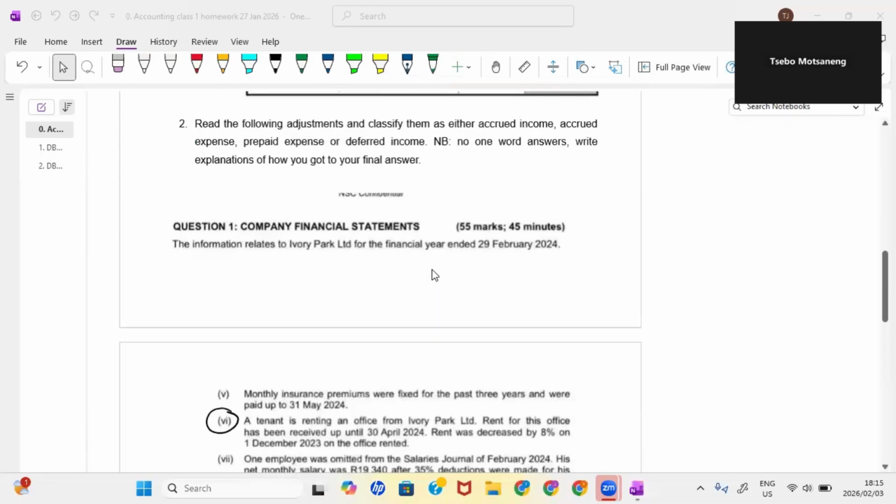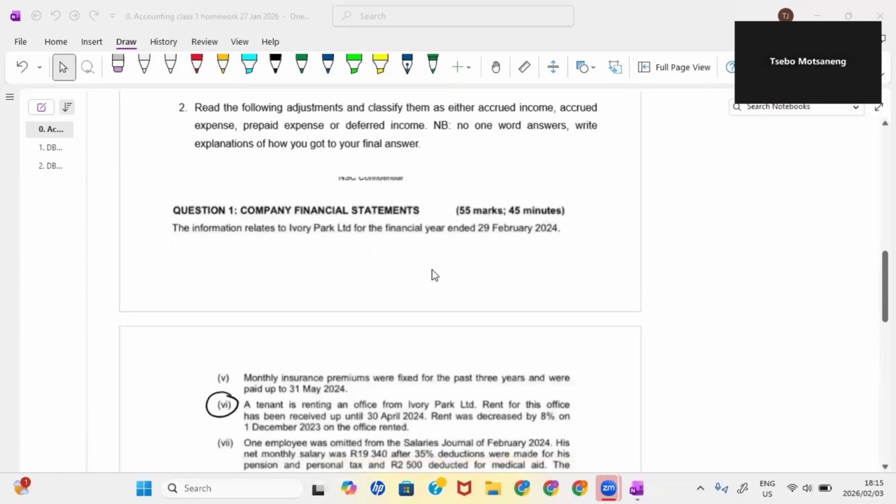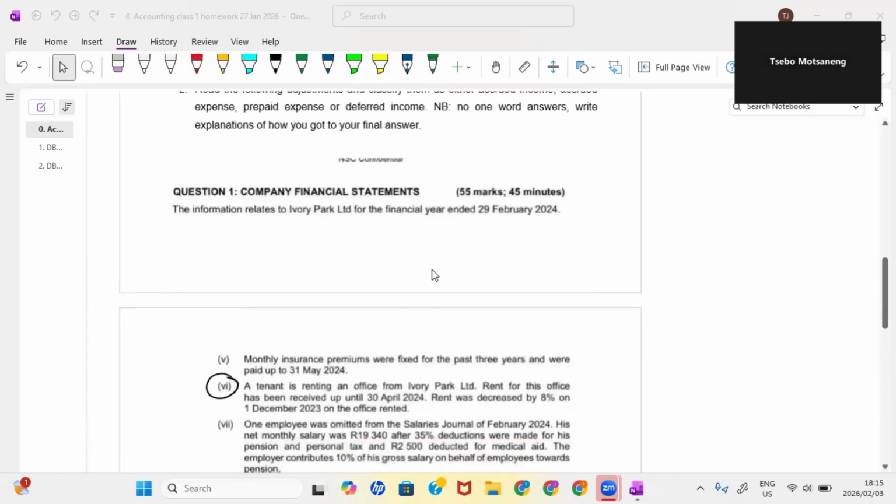Okay, so we are going to read the question, right? So we have question one, company financial statements, and then it reads as follows. The information relates to Ivory Park Limited for the financial year ended 29 February 2025. This is the most important thing to take note of, right? So we must write down our financial year.